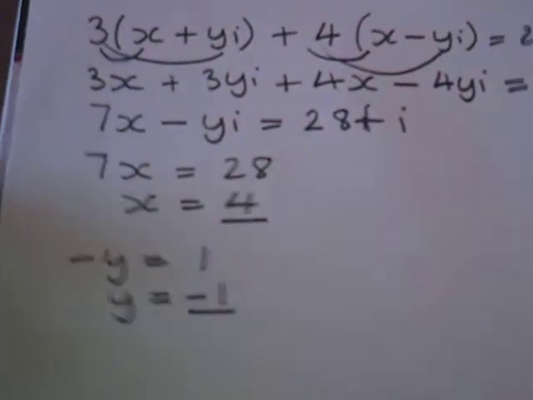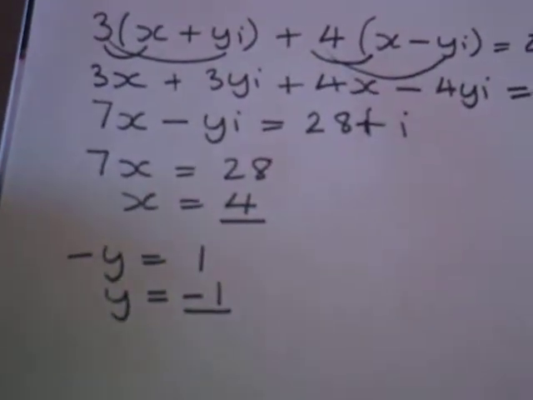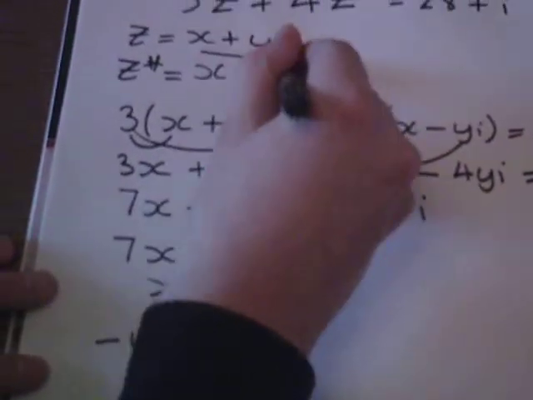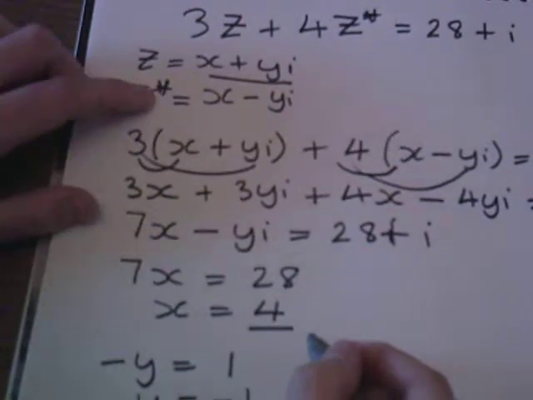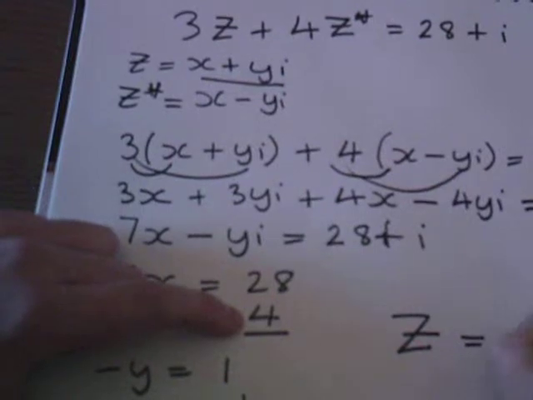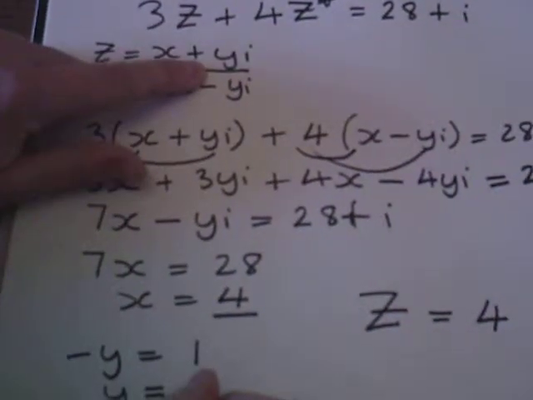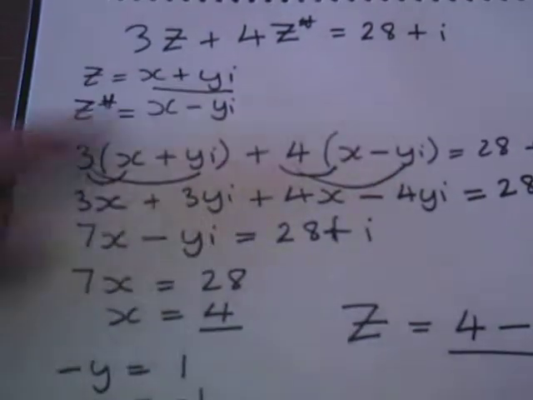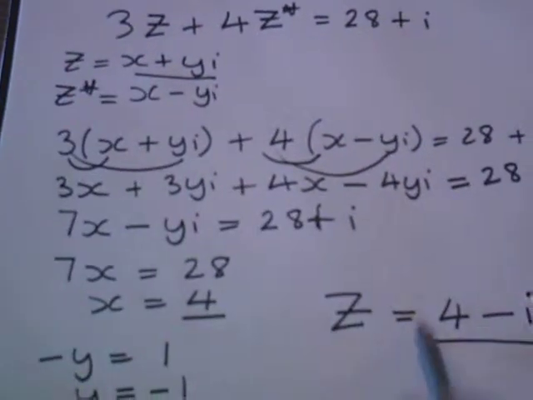But they've asked us to work out z, haven't they? What did I show you at the start? That is the form z comes in. So we know what x is. So z is equal to x, which is 4, y, which is minus 1, so that is just minus i. And that is what z is equal to. And you have worked that out from there.